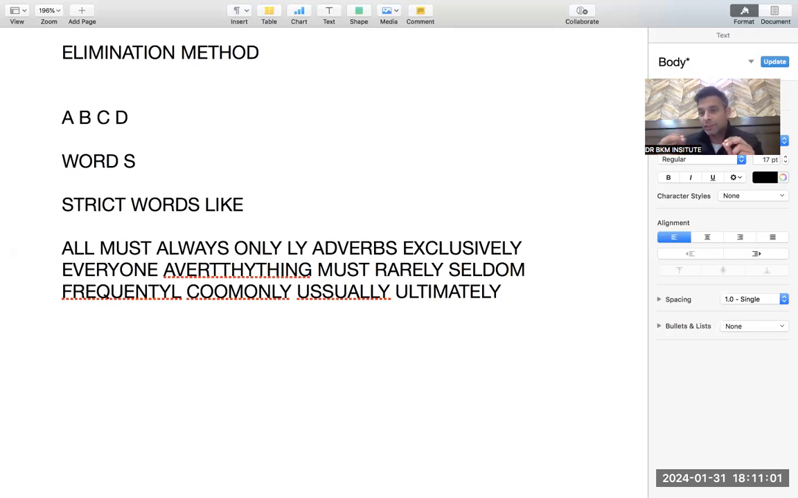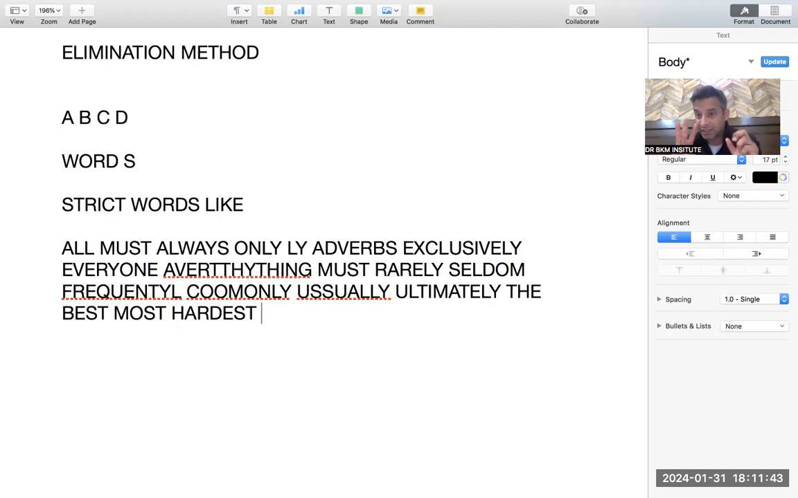So the word ultimately should only be accepted when it is given in the paragraph. If I say paracetamol is the best drug, and the option says paracetamol is the ultimate drug, then I will say yes, because it is the best drug. But if the paragraph says paracetamol is a better drug, and the option says paracetamol is ultimately the best drug, then I will say no, it is one of the best drugs. It's not the best drug. So superlative degree words like best, most, hardest should be eliminated as well.